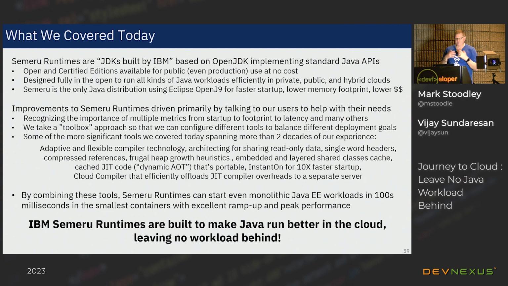So, we talked about a number of different tools. I'm not going to go through that list, but by combining them, even a monolithic Java application, right? Something you could characterize as being at the very beginning of its journey to cloud, can start in hundreds of milliseconds in the smallest containers that you possibly can, with very good ramp-up and excellent peak performance. So, in summary, I guess IBM Semeru Runtimes are built to make Java run better in the cloud, leaving no workload behind. And hopefully, you saw something in this talk that can help you. Thank you.